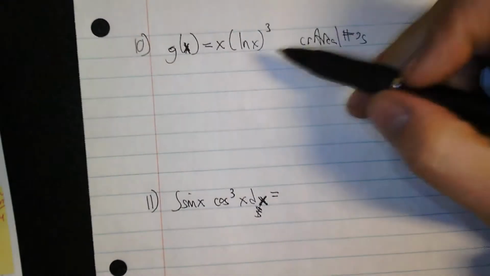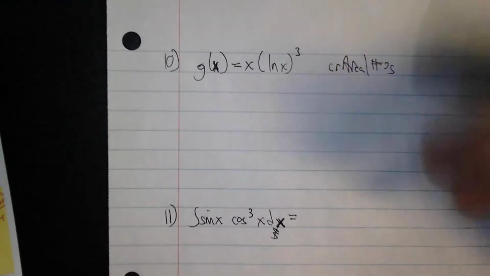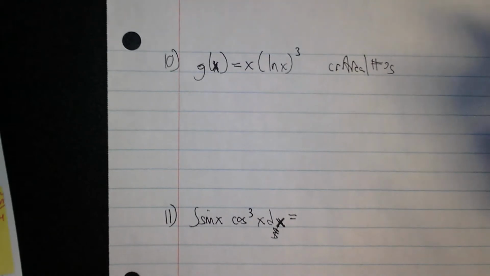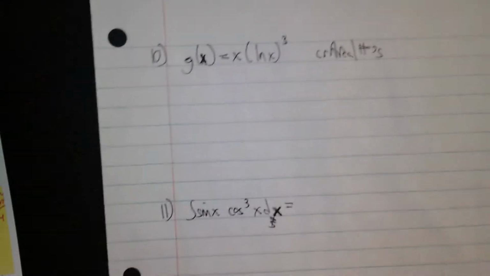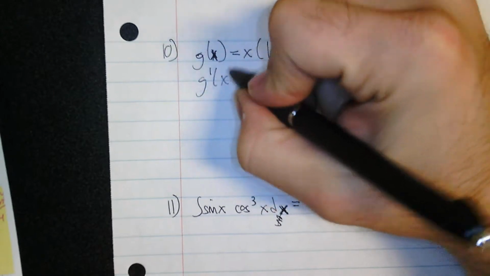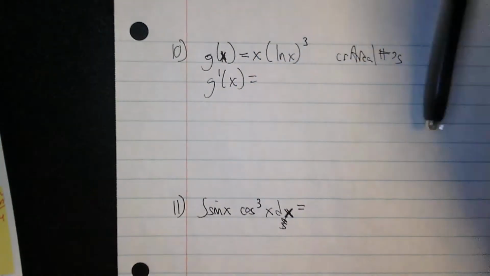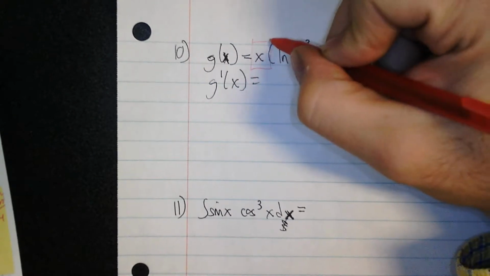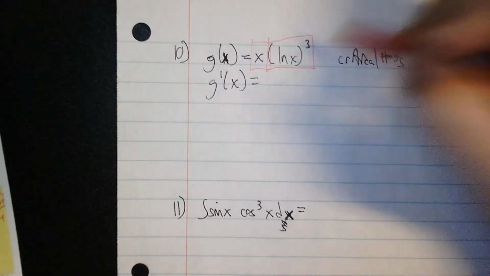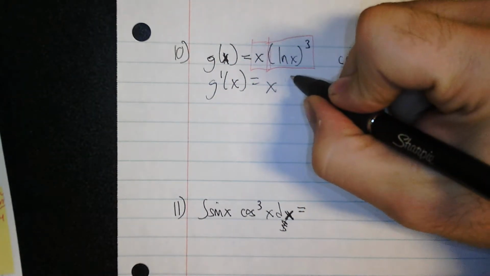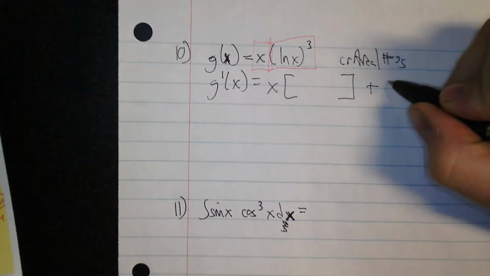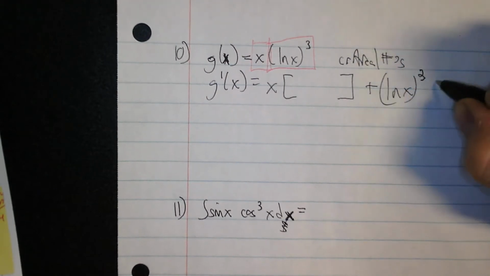Good. Number 10 tells us, given this function right here, find the critical numbers. Well, you know how to find critical numbers. You get the zeros of the first derivative, or the places where the first derivative doesn't exist. So let's just differentiate. G prime of x equals, you must see this as a product of these two functions. And then within the second function, you've got a composite function. So first times the derivative of the second plus the second times the derivative of the first.